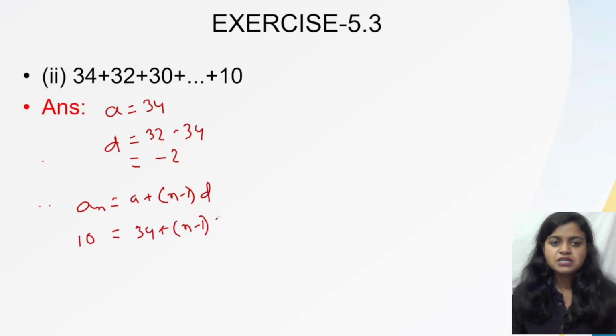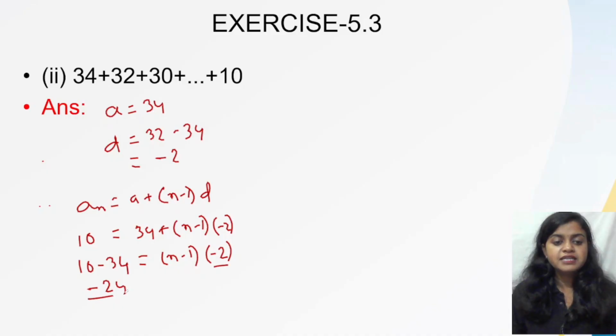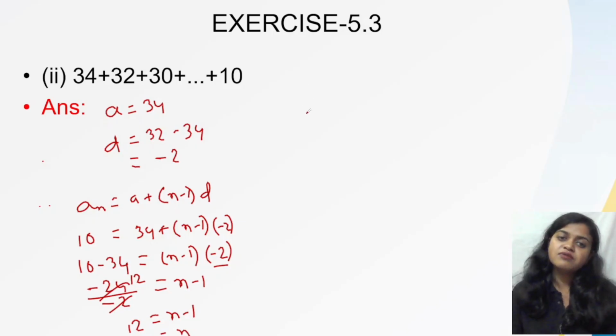The value of d is minus 2. So 10 minus 34 equals (n minus 1) into minus 2. This will be minus 24, and minus 2 will divide here, giving minus 2 equals n minus 1... sorry, 12 equals n minus 1. So the value of n is 13.